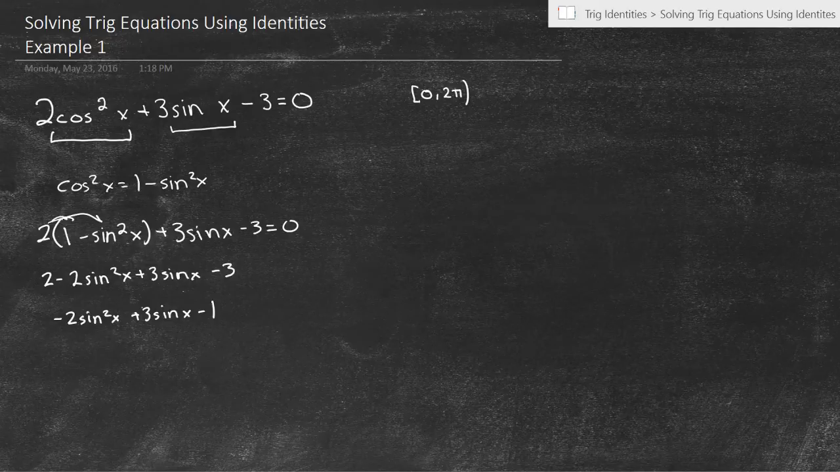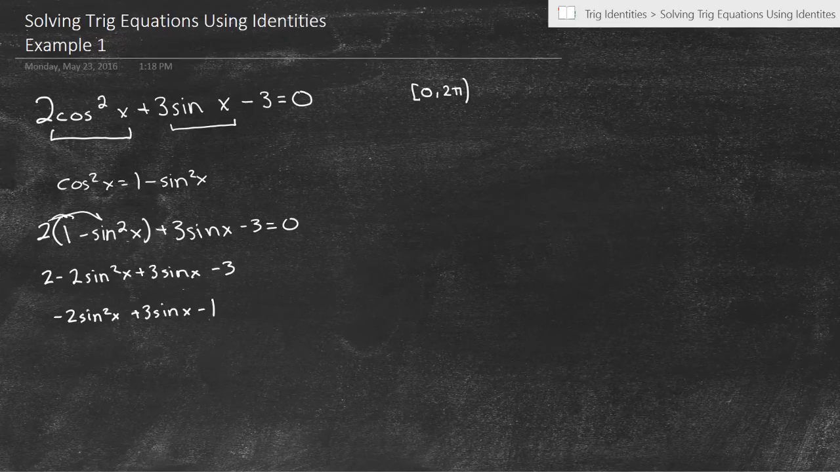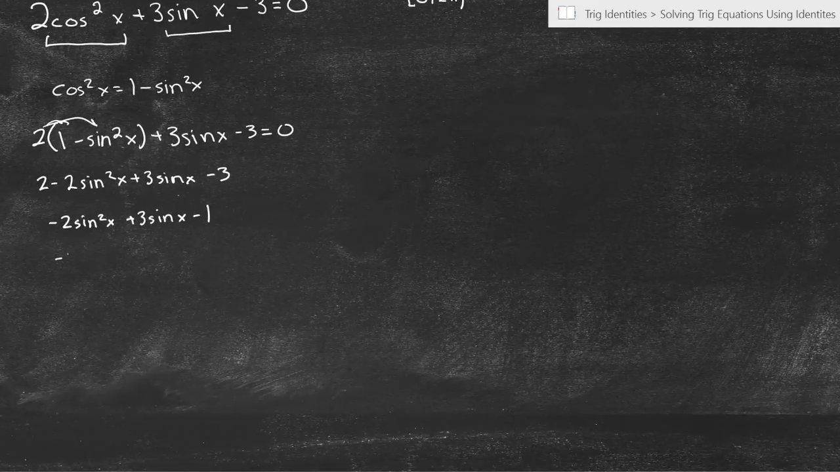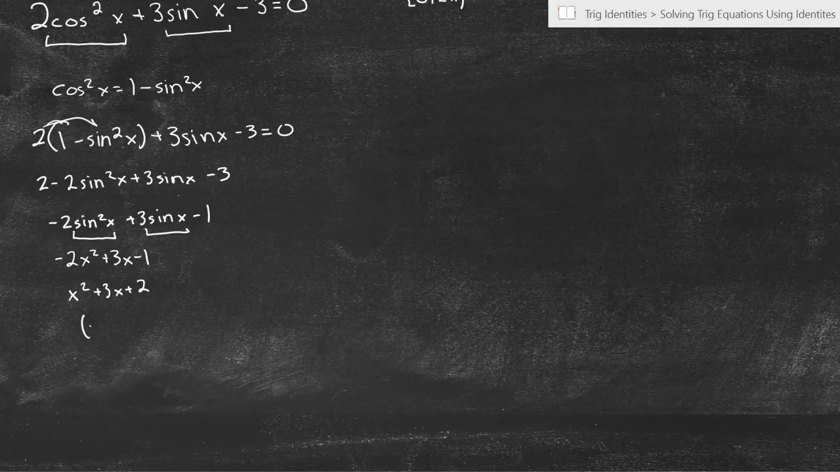The way I factor, I'm going to turn it into x's, because that makes more sense to me. So I'm going to say I've got negative 2x squared plus 3x minus 1. I'm changing x with sine x. Okay, so now I'm going to factor this. I'm going to get x squared plus 3x plus 2, x plus 2, x plus 1. And I have to divide back by my negative 2, so I'm going to get x minus 1, and negative 2x plus 1.